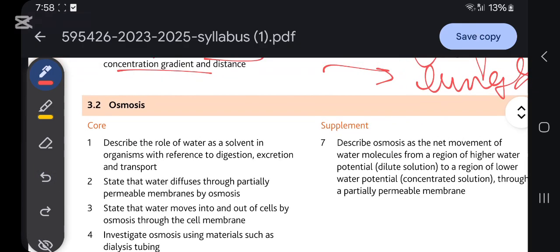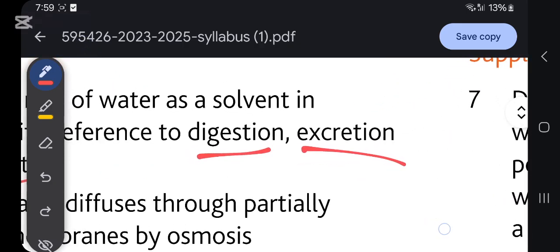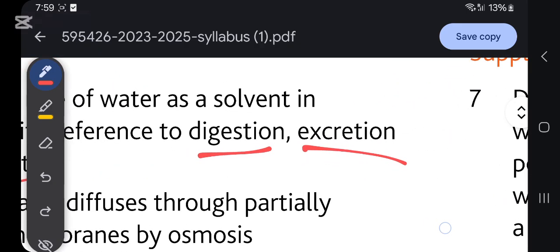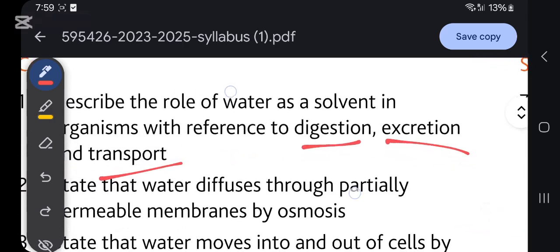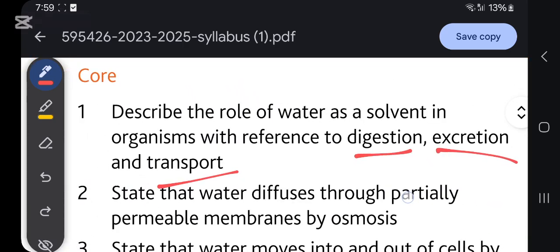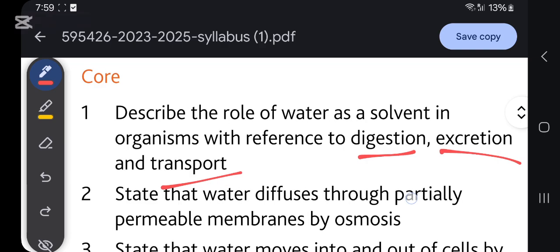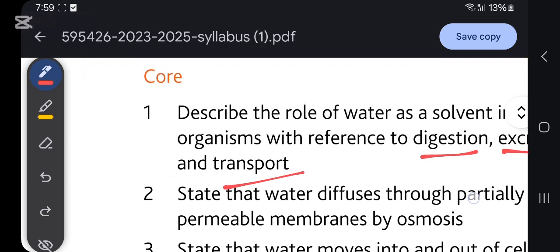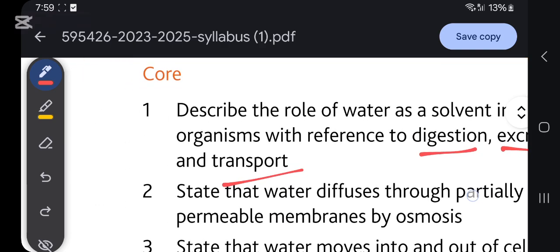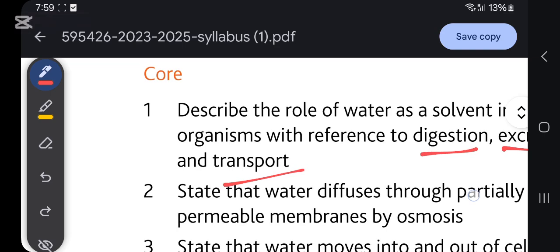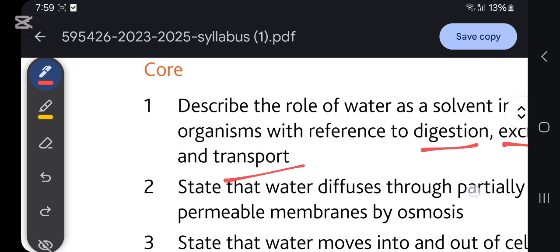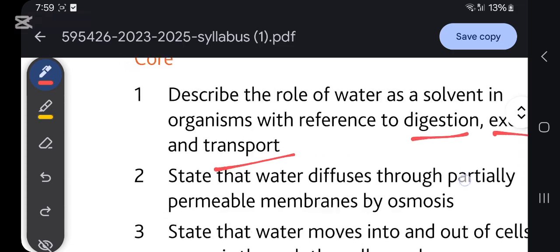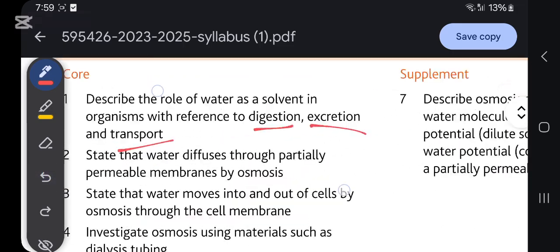Basically, water has a role in digestion, in excretion, and in transport. In digestion, all the enzymes are dissolved in water. In excretion, the kidneys excrete urea, and that urea is dissolved in water to form urine. In transport, the blood is made up of blood plasma. The substances transported around the body are dissolved in the water in the blood plasma. The cytoplasm is also made up of water.